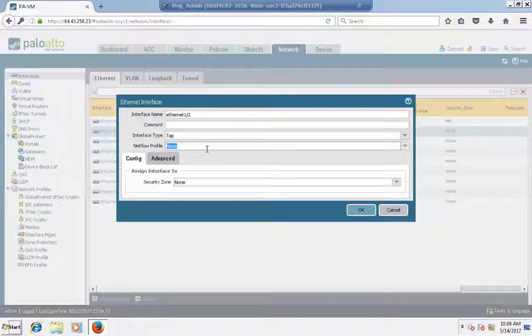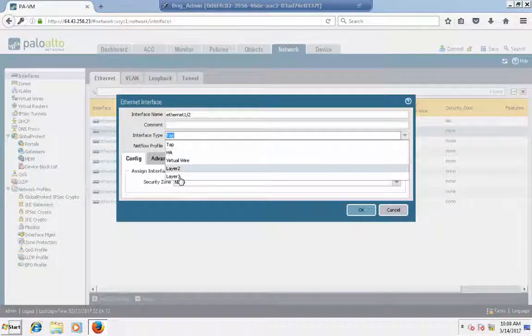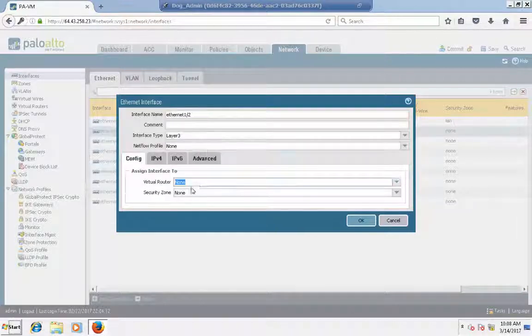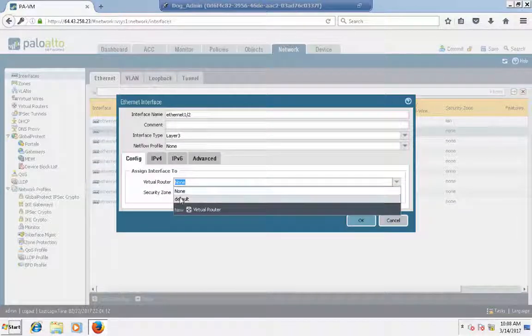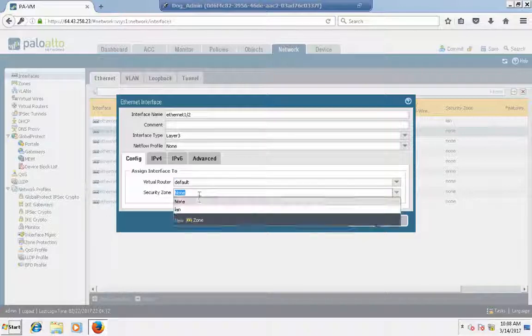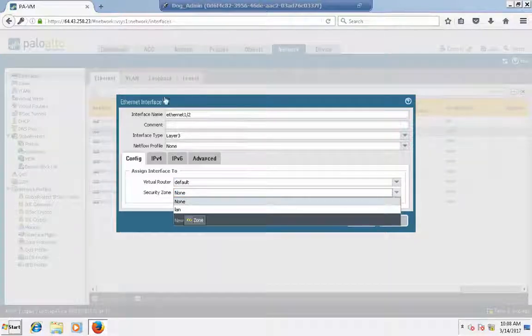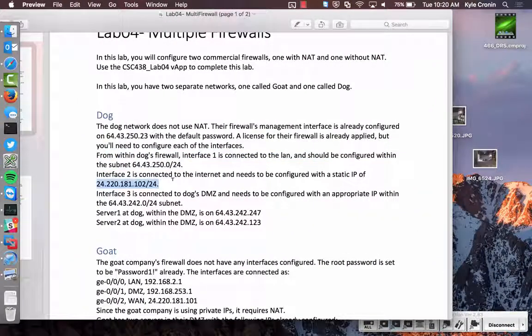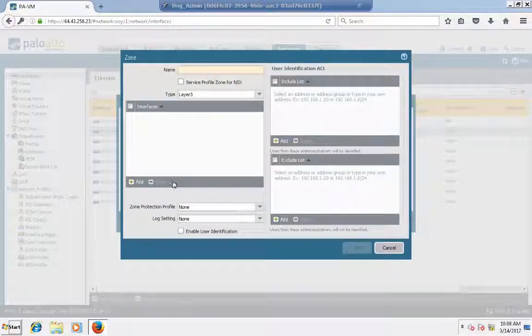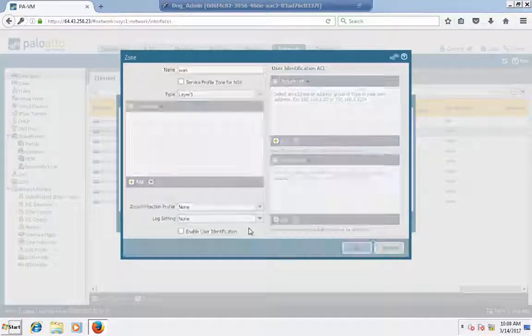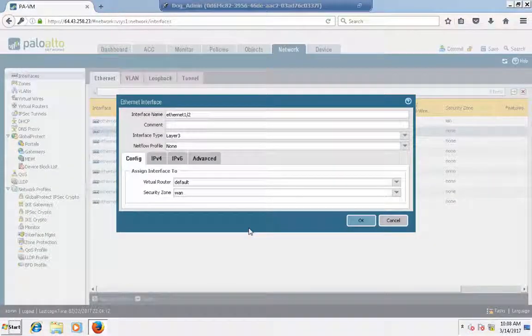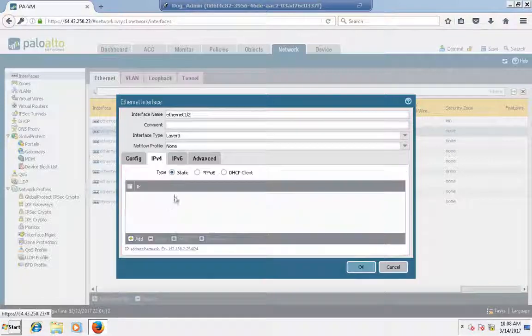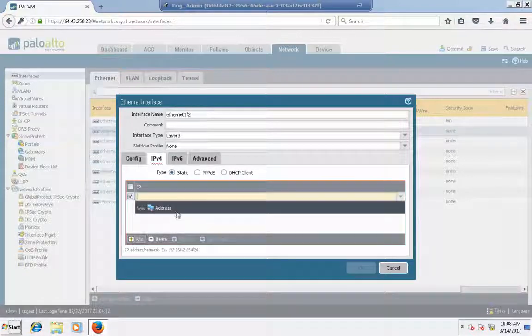So interface 2, we'll set this to be a layer 3. Virtual router would be default again. What was interface 2 connected to? That was connected to the internet. Or we could be fancy and use trust, non-trust, whatever, it doesn't matter. So 24.220.181.102.